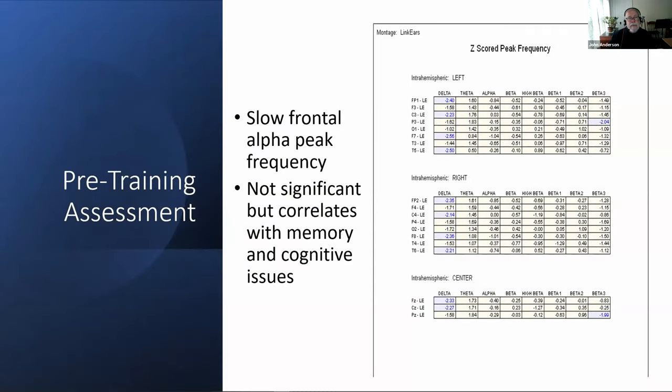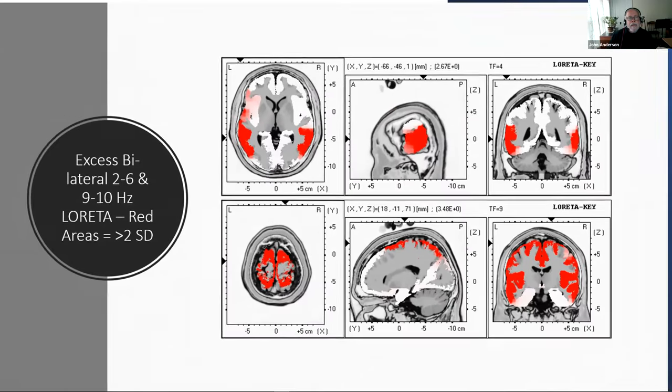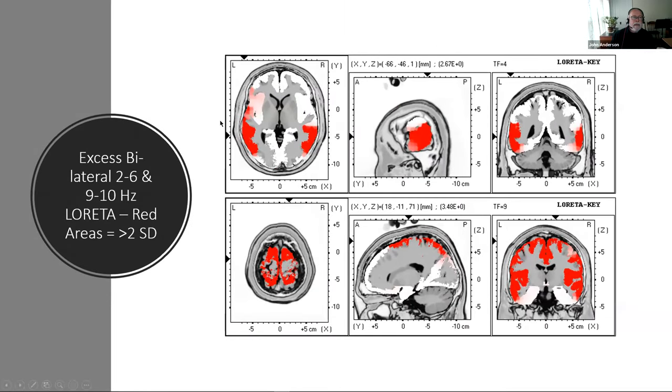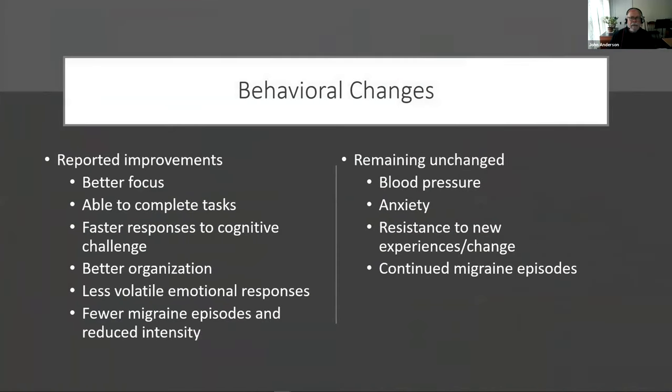And so we did some training with him. We got the slow peak alpha frequency there. We've got a LORETA analysis. This is from the surface EEG, but it's a low resolution electromagnetic tomography, like a CT scan or an MRI or a functional MRI, showing in red 2 standard deviations or higher: too much 2 to 6 hertz and too much 9 to 10 hertz. So we did a bunch of training. After 17 sessions of training, we did a reassessment.